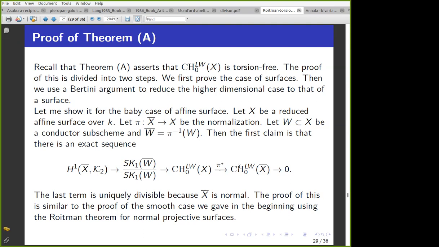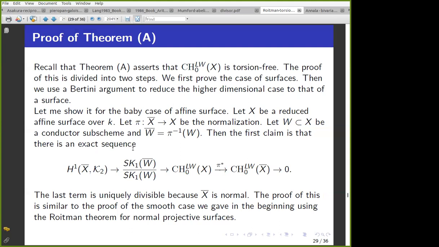And so you know that this is uniquely divisible. Now I claim that this quotient is also uniquely divisible. Because W bar and W are affine surfaces, and this is a classical theorem already in the book of Bass, that SK1 is nil invariant for these curves. So I can assume that both W bar and W are reduced.